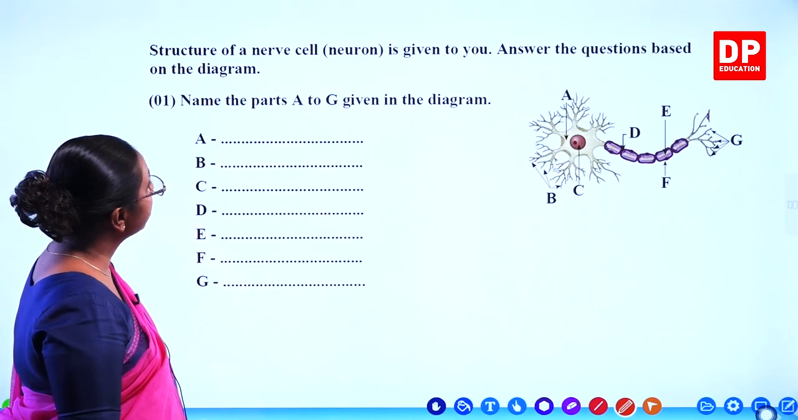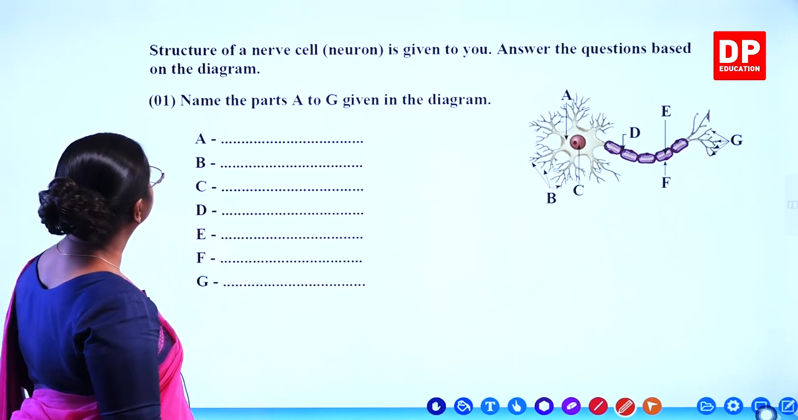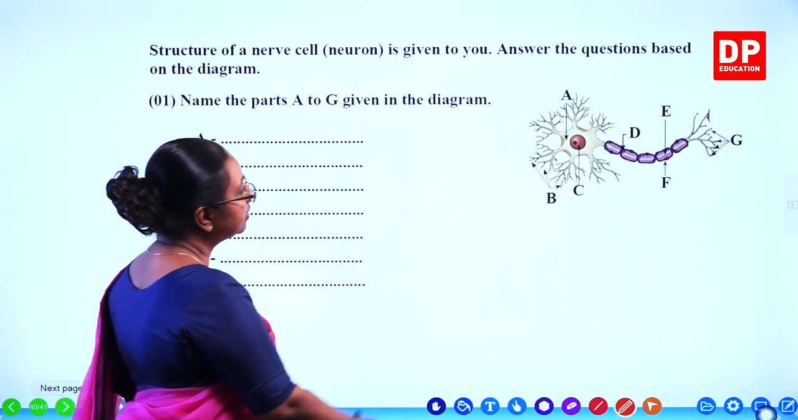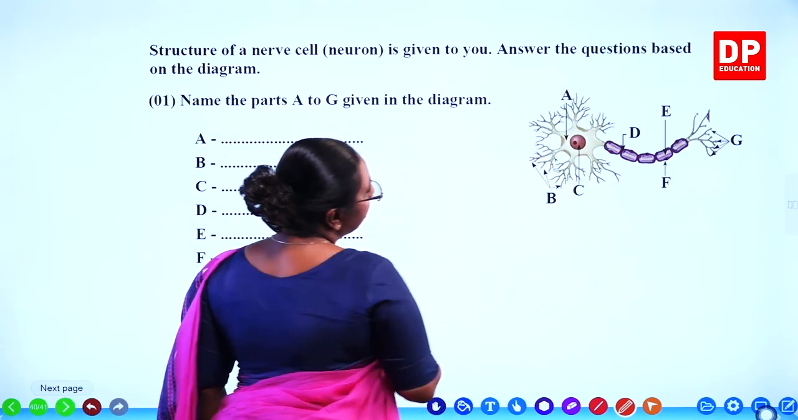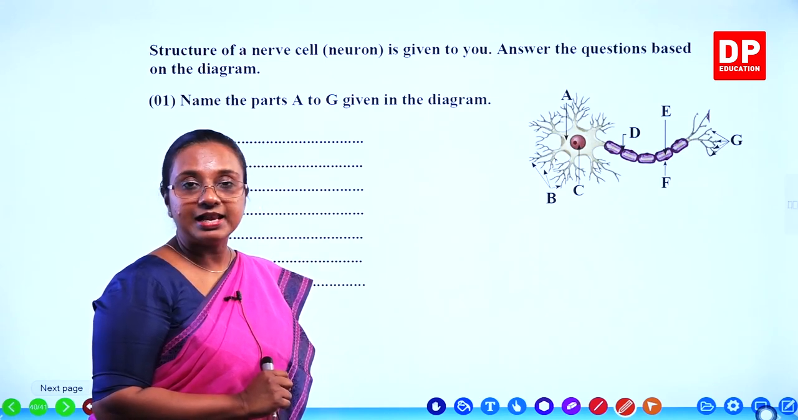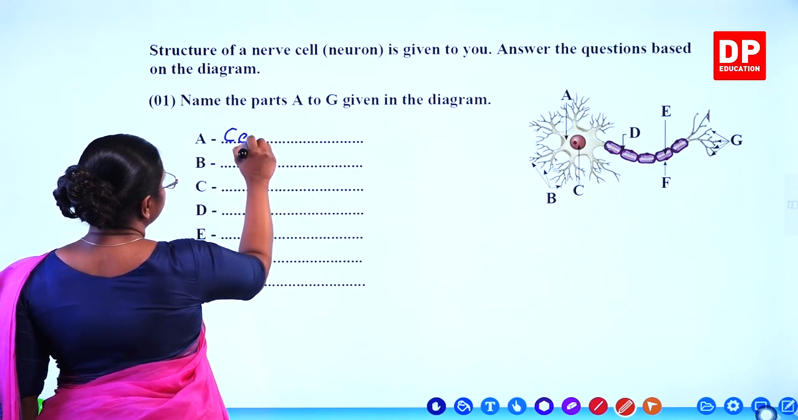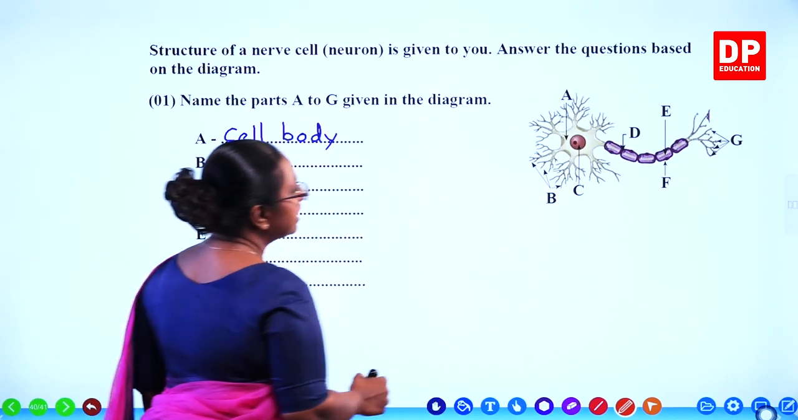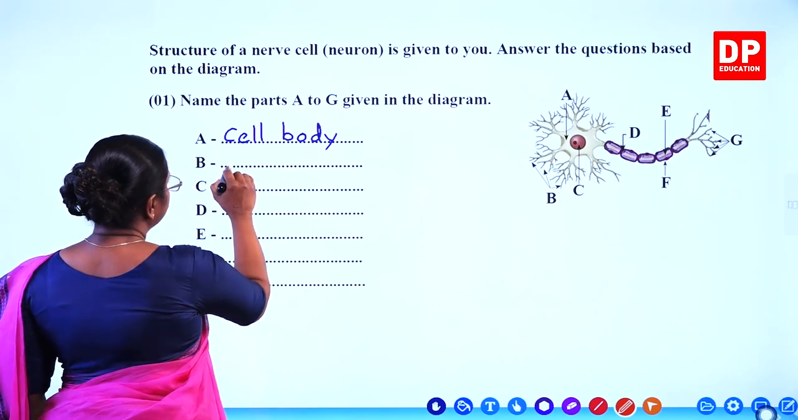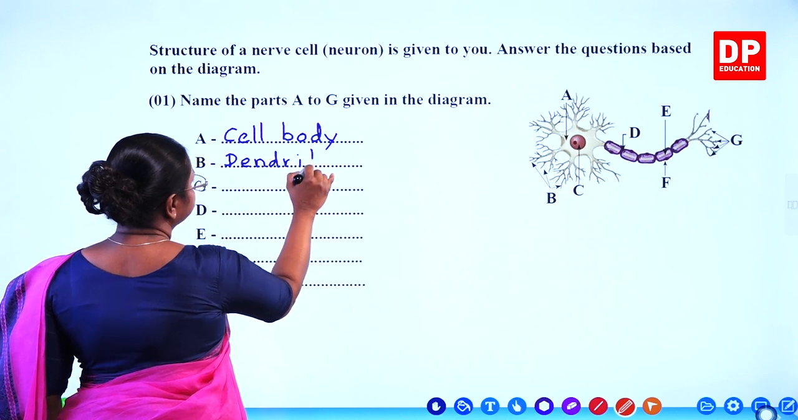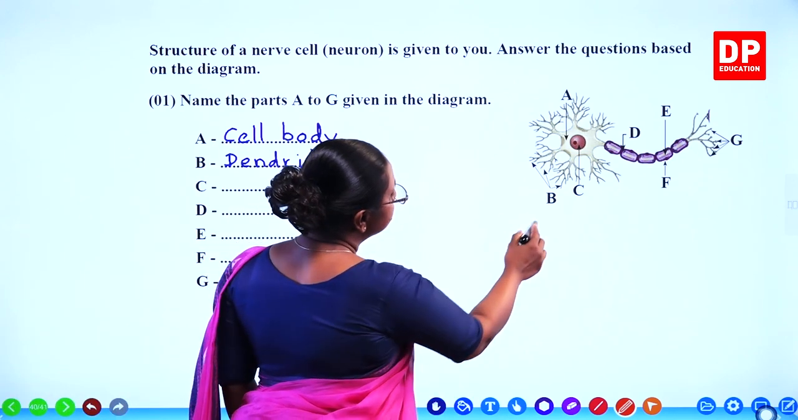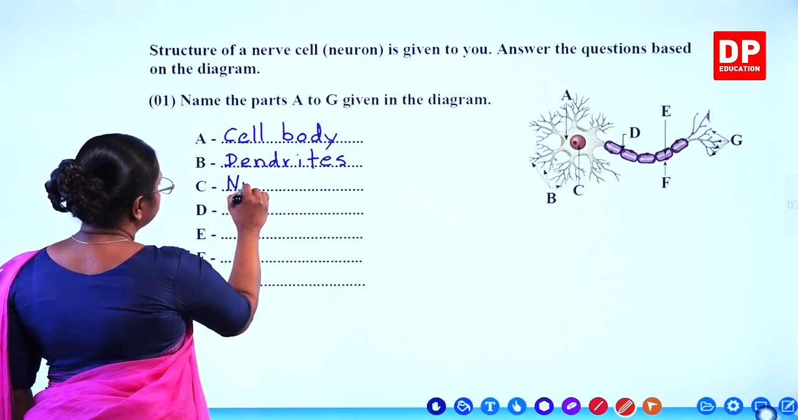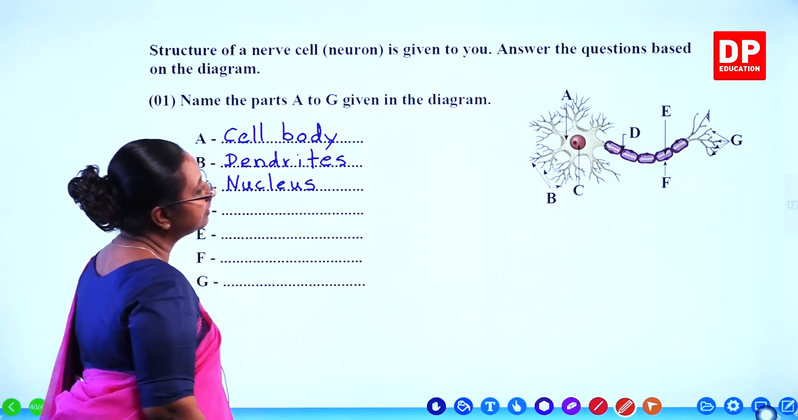So structure of a nerve cell neuron is given to you. Answer the questions based on the diagram. Name the parts A to G given in the diagram. So here you can see the different parts. A, what is A? It is the cell body. So here I will write the answer as cell body. Then we have B. These are the dendrites. Then we have C, that is this part, that is the nucleus. The nucleus of the nerve cell.